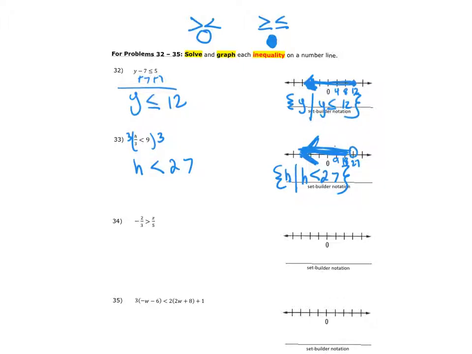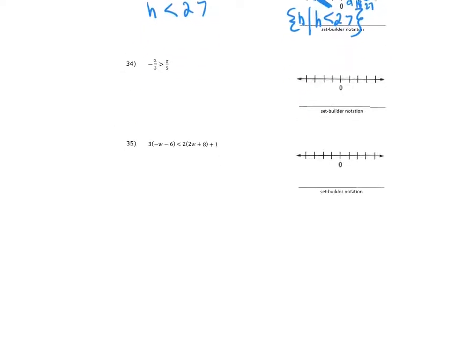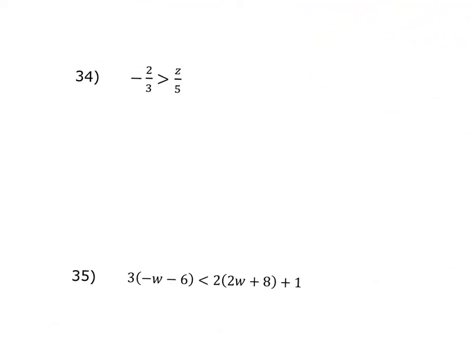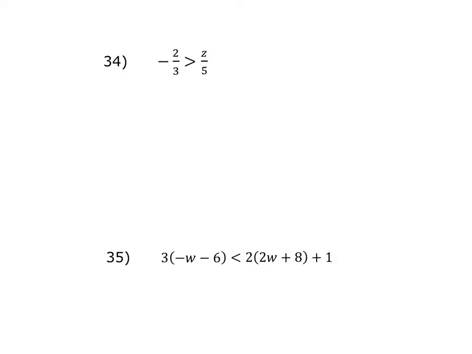Do we have to put it in the set? Okay, next one. Here's Z. I am solving for Z. And in order to do that, I undo what's being done to Z. Z is being divided by 5, so I'm going to multiply by 5 to both sides.